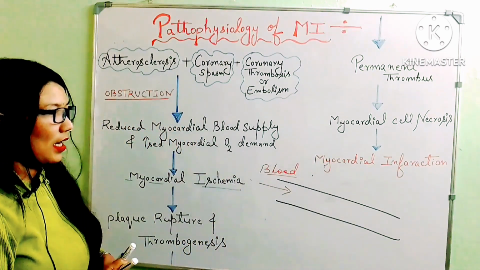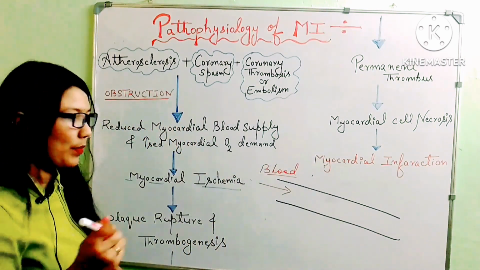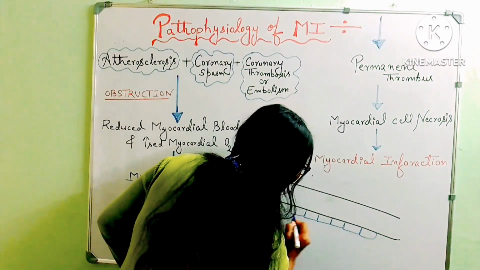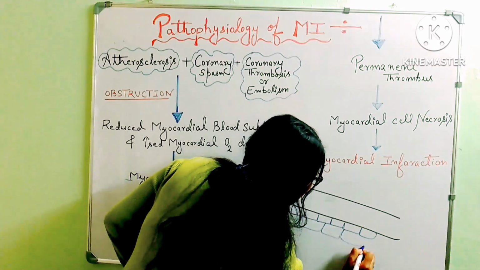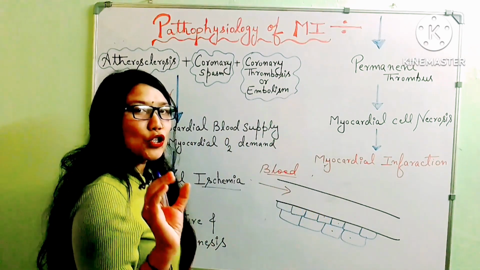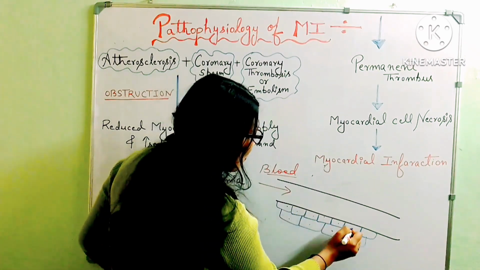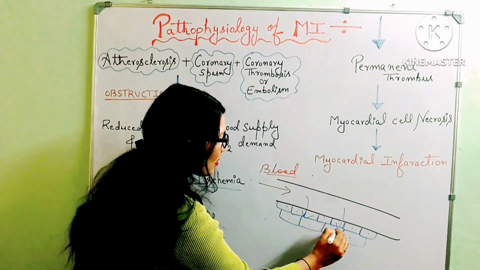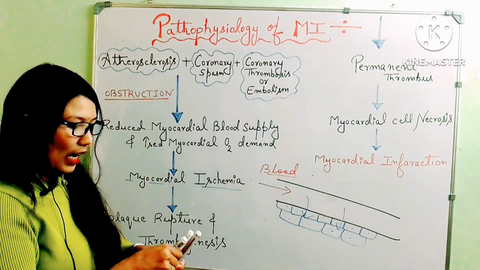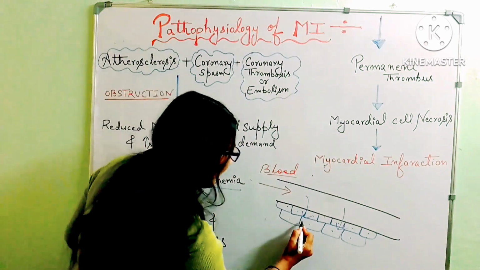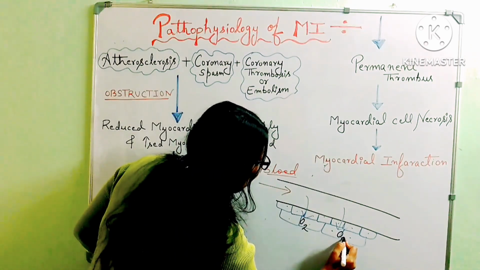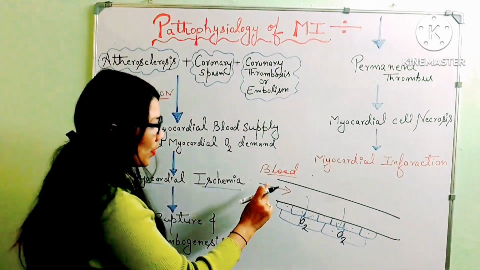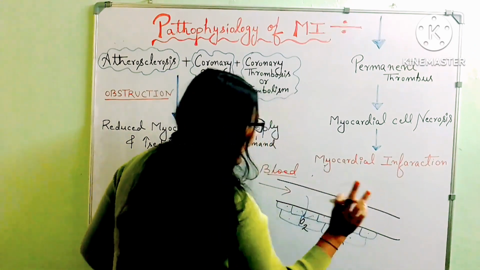This is the coronary artery of our heart and these are our cardiocytes, or you can say our myocytes, the tissue of the heart. What is the blood doing? It is giving oxygen and nutrition to these cells and they are doing their cellular metabolism. They are doing their function properly. So how will there be obstruction in the coronary artery?